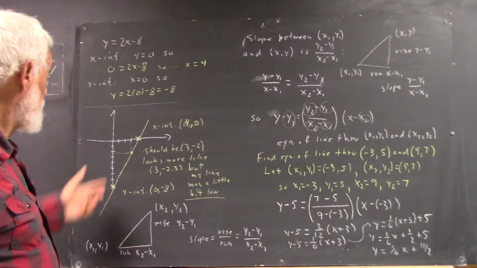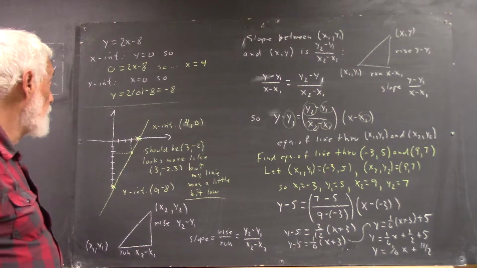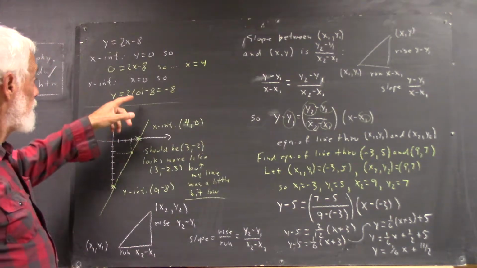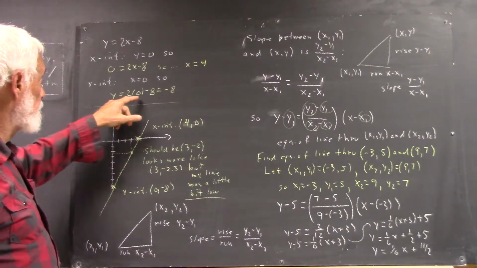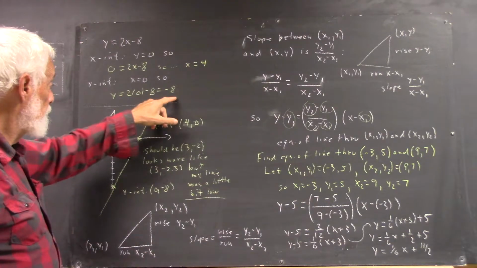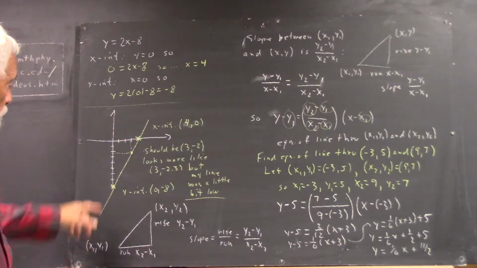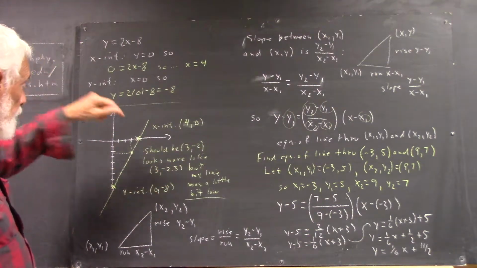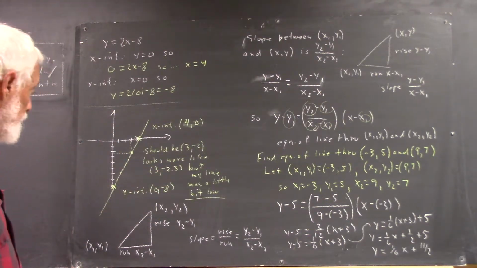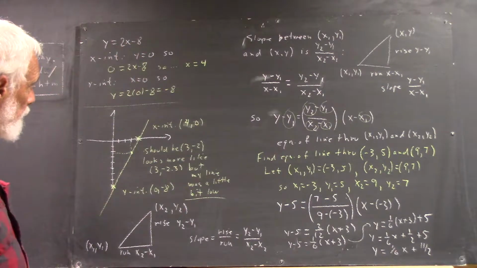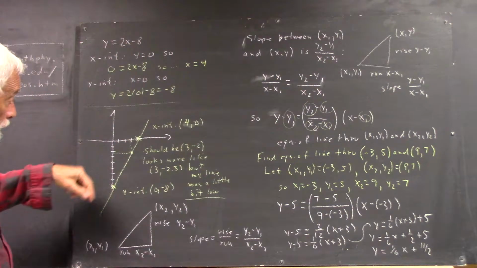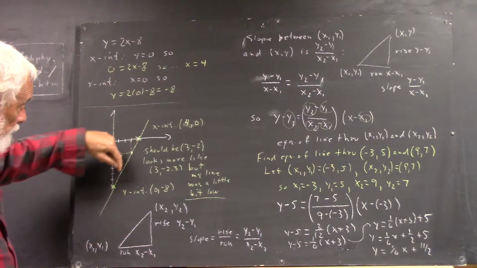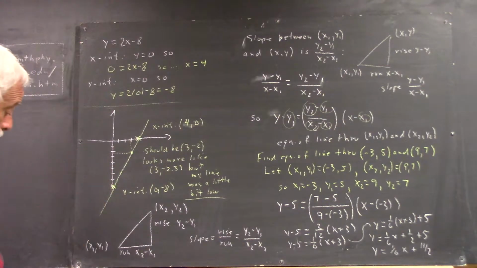And the y-intercept occurs when x equals 0. So we plug in 0 for x. We get y equals 2 times 0 minus 8, which is negative 8. So the y-intercept is at x equals 0, y equals negative 8. These are the accurate intercepts. Now I draw a line through these points. Now notice that I tried to draw a line through the points, but I was a little low on this one, and I was a little low on this one.